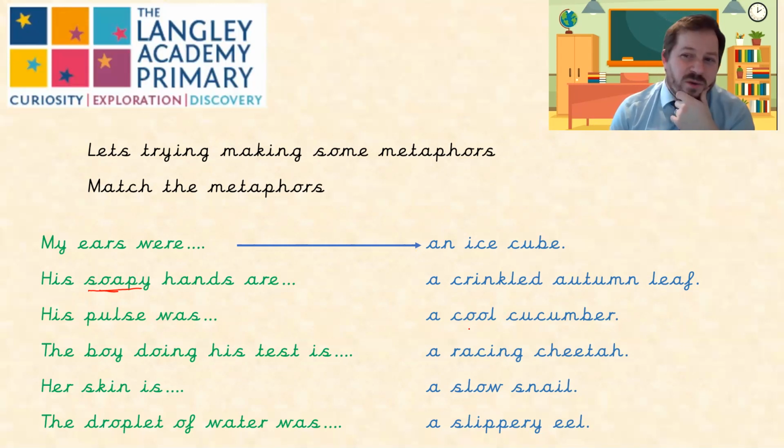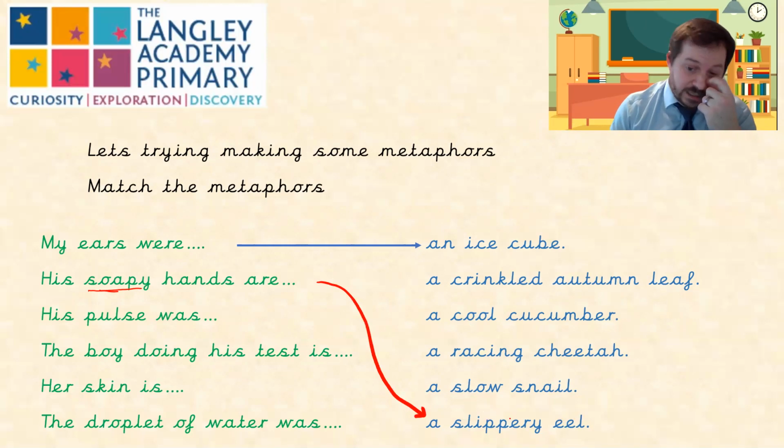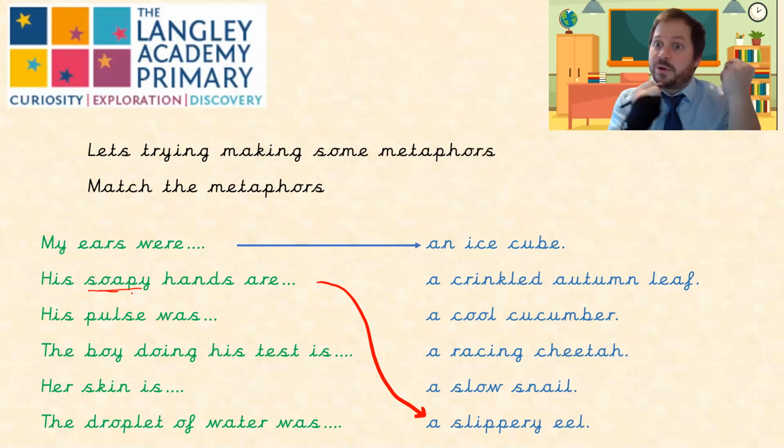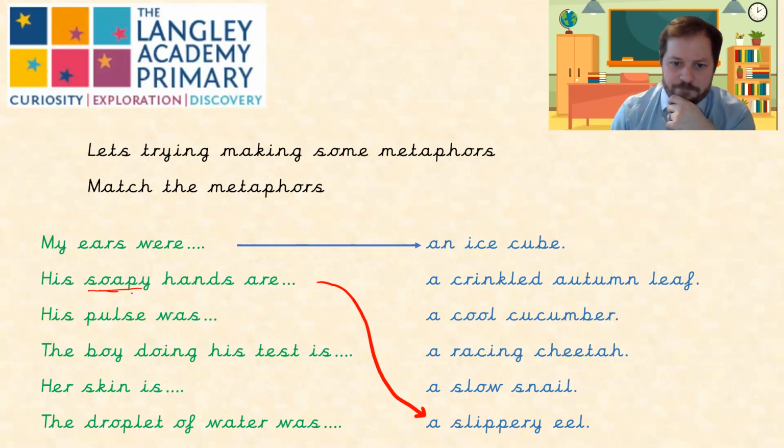Could they be a slow snail? I guess they might have that slimy side to it, but they're not really slow. If you rub them over the top of you, they go pretty fast. And there we come to a slippery eel. And this is the metaphor it is. It's a slippery eel. And this works in a couple of cases, but the main case is to do with being slippery and soapy. When you rub your hands together and you've got soap on them, they slide over the top of each other really easily, much like a slippery eel would slip out of your hands.